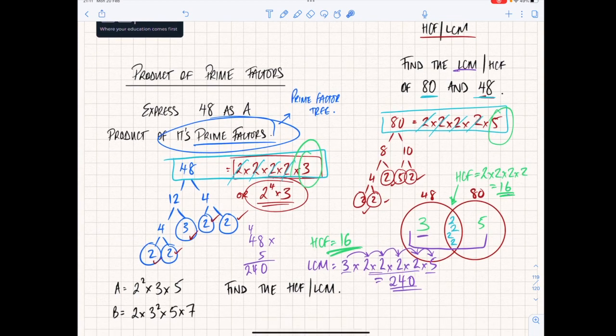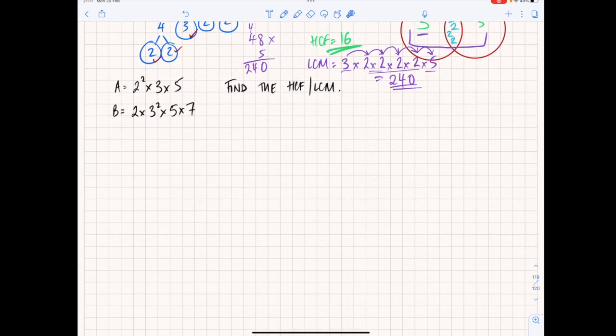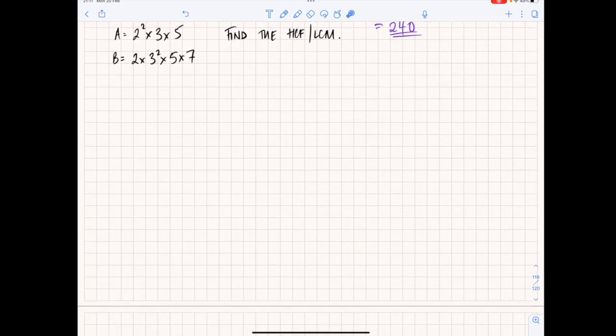So let's just look at one more example here, and then we've come to the end of our fundamental parts for the higher. Just look at a slightly different style here. So it's told you this is A. So A is 2 to the power of 2 times 3 times 5, and B is 2 times 3 to the power of 2 times 5 times 7.